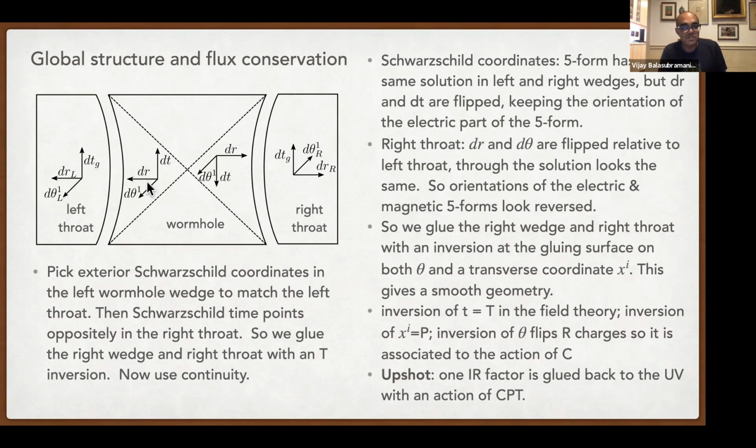But if I do this, the Schwarzschild coordinate in this right wedge points oppositely from the right throat. So because we want time to keep running the same way, we will glue the right wedge of the right throat with a t inversion here, so that the time points in the same way in both directions. And now we're going to use continuity. So the way to use continuity is the next thing to talk about.